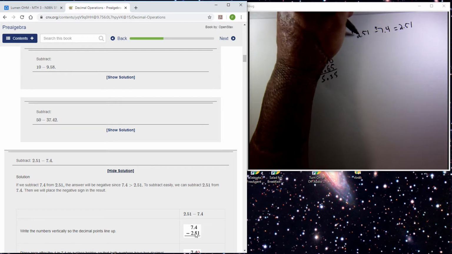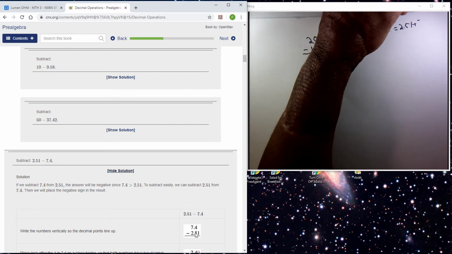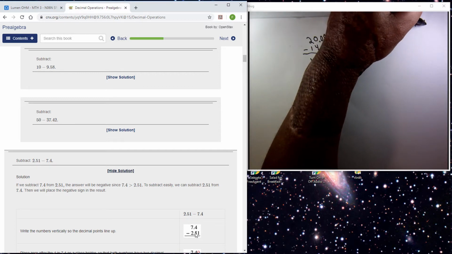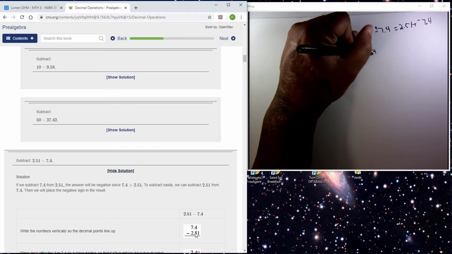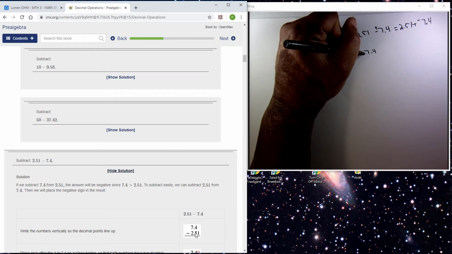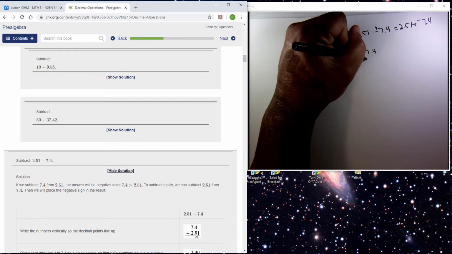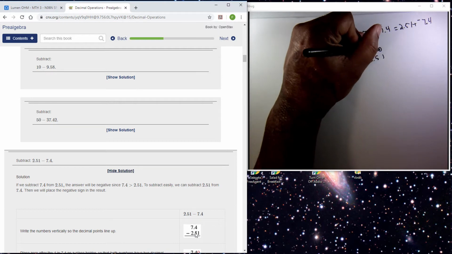Keep, change, so that becomes a plus and a negative. Five, 7.4. So when I subtract, I'm going to have a negative 7.4, and it's going to be plus 2.51.